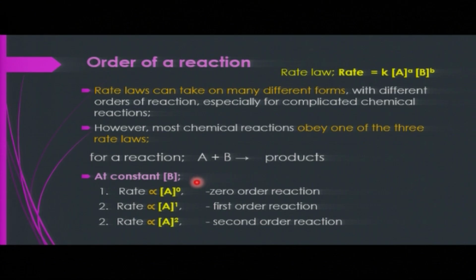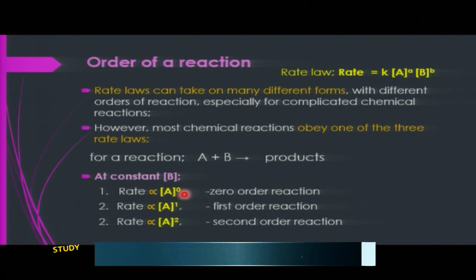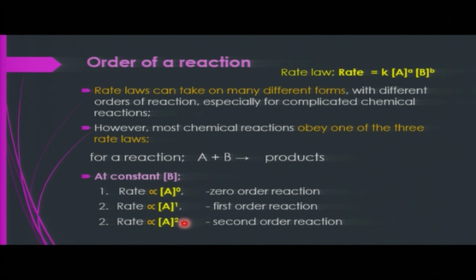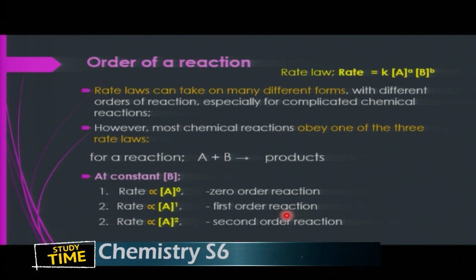So if we change the concentration of A and the rate remains stable, then that is a zero order. In other words, this power, which we would call a, becomes zero, because any number to the power zero is always 1. So the rate remains constant even when you change the concentration. And so we have a 2, we have a 3. First order is when you double the concentration, then the rate doubles.